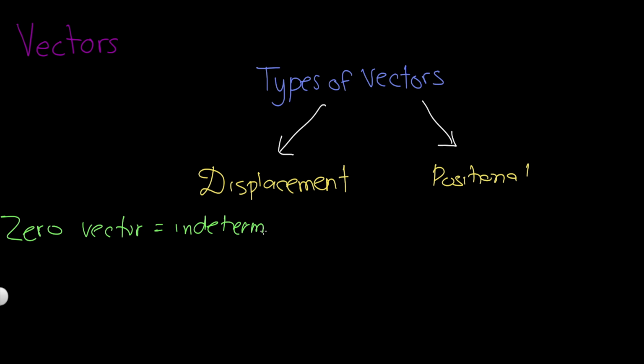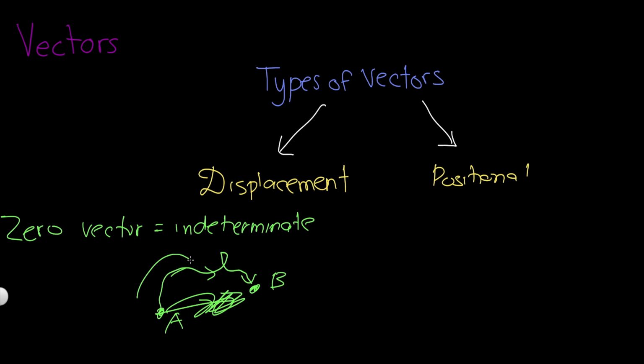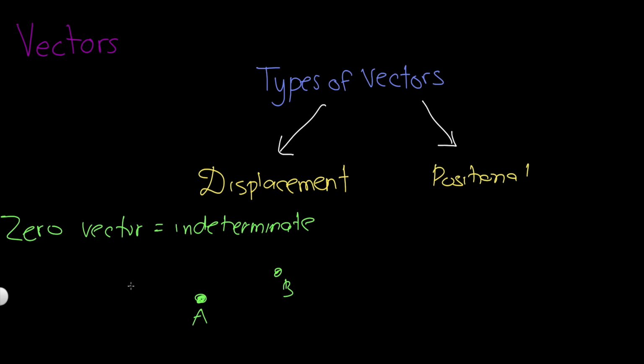Indeterminate, or in Malay we call it tak tentu. For example, we have point A and point B, and the object goes like this, and this is not a vector. A vector needs to be straight, and this is not straight, so it's not a vector. Or when you have a point A and point B, and the object doesn't move at all, which means that its magnitude AB is equal to 0. So it is called a zero vector.